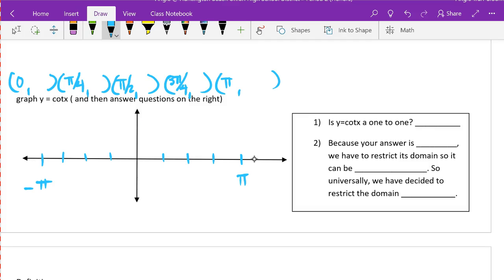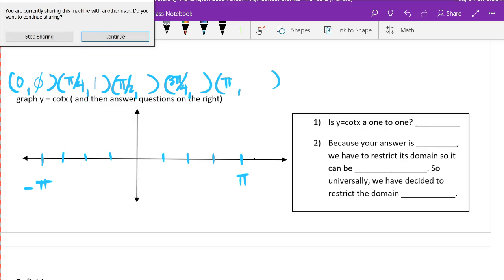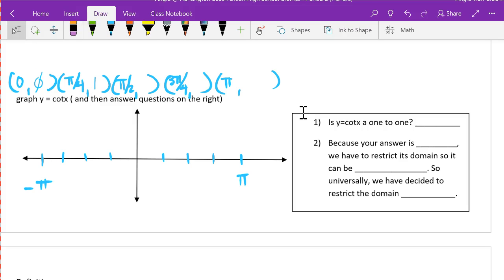Are we ready? Jack, cotangent at 0. Undefined. He's right. That is true. Danielle, cotangent of pi over 4. Yes, it is. Megan, cotangent of pi over 2. Perfect. Nice job. Are we unsure about these outputs?